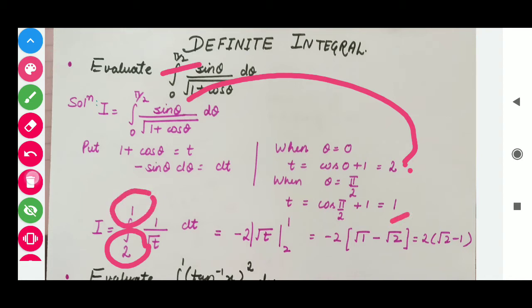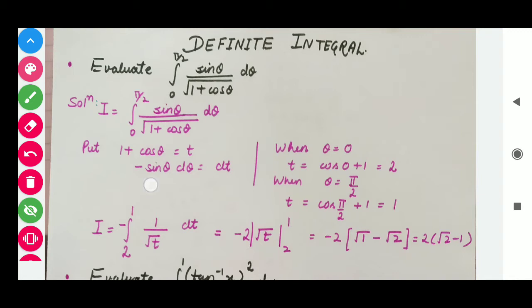And here sine theta d theta, we write minus dt, and in the denominator 1 plus cos theta, we have put t. So here we get under root t, and the integration of 1 over root t is 2 root t. Now students, put the upper limit minus the lower limit. In this way we get minus 2 under root 1 minus under root 2. The value of under root 1 is 1, and here is the negative sign. We can also write it as 2 times under root 2 minus 1. So this is your answer.